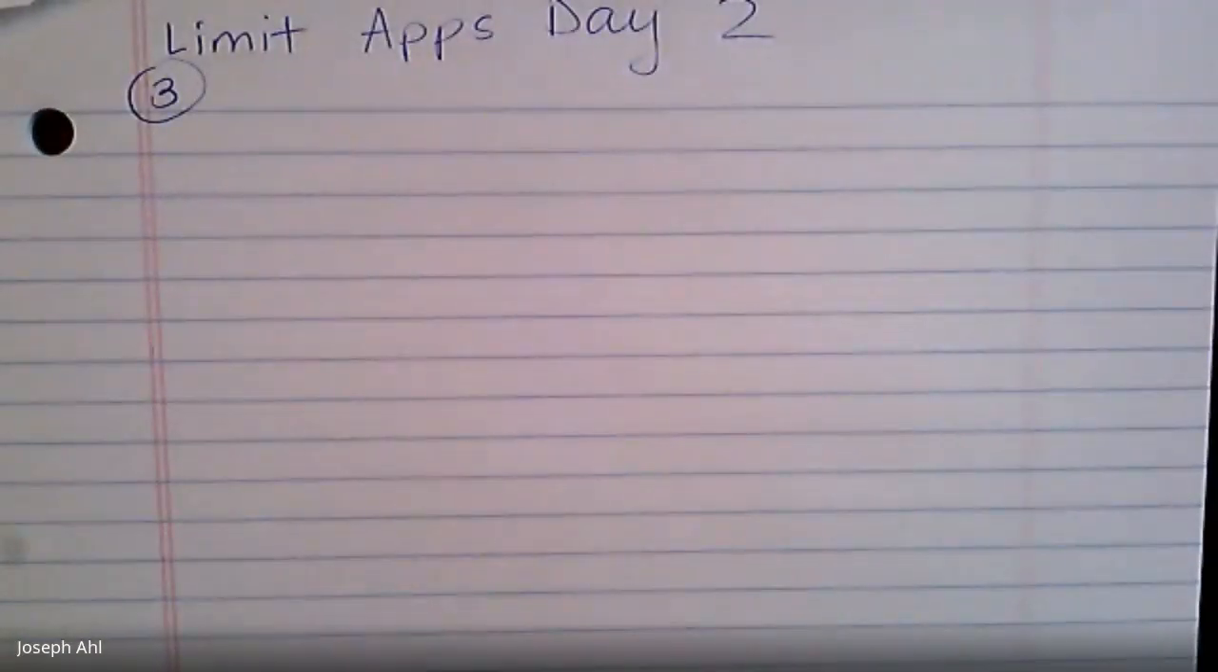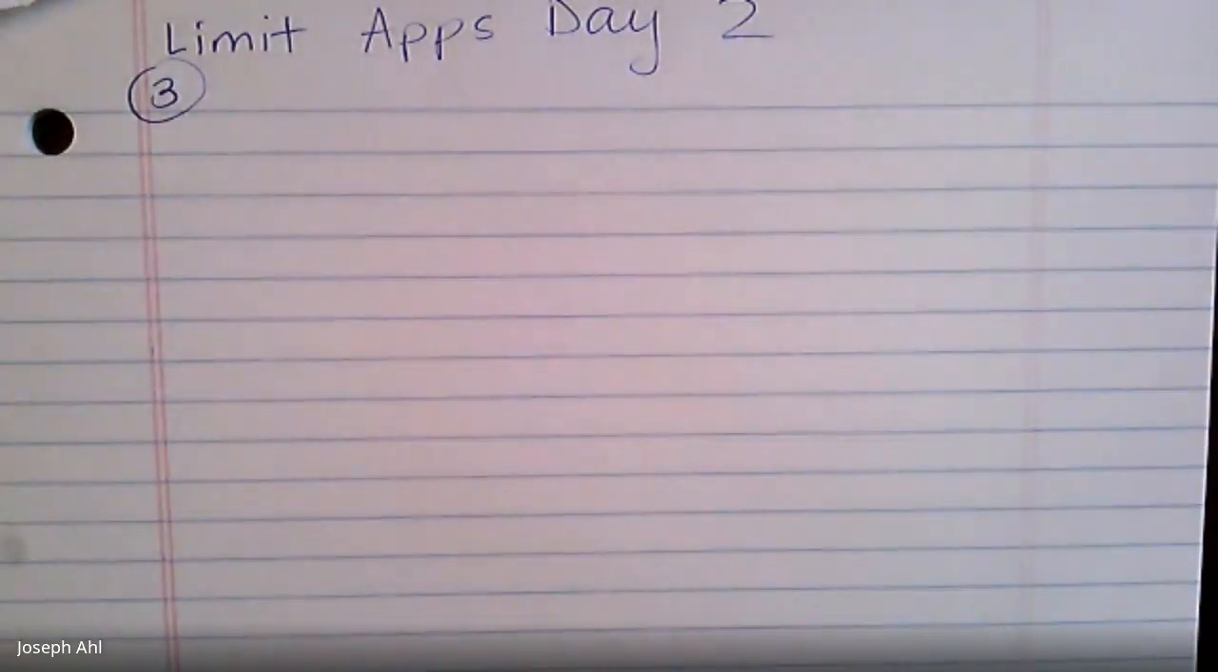All right, so we're now recording. We're going to go over a couple quick limit applications, maybe a little bit of continuity as well. This is number 3 in the notes from Limit Apps Day 2. This was not completed in the video, but I thought it would be a nice additional example to work through just to get a little bit more practice with derivatives.